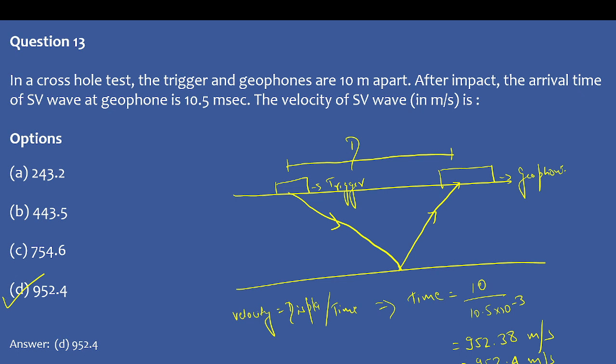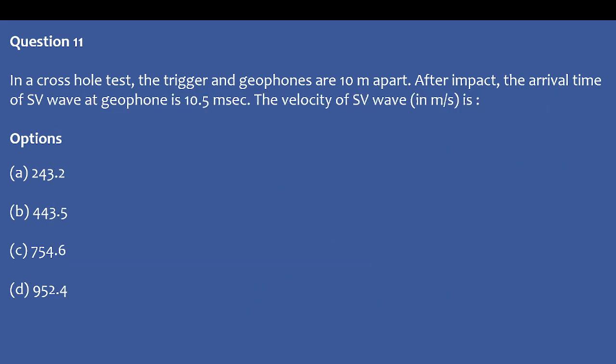And that's how you basically calculate the velocity, which is 10 upon 10.5 into 10 to the power minus 3, which is none other than 952.4 meter per second. So the correct answer is option D, 952.4.